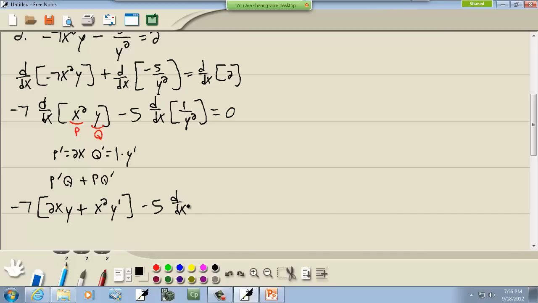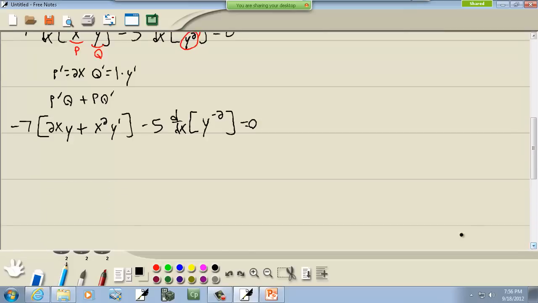Now in this one, we need y to a power or x to a power. Can't have the y squared downstairs. So I'm going to take this y second power, move it up on top. When you do that, the sign of the exponent changes. When you move anything opposite of where it's at in a fraction, again, the exponent changes. So this becomes y to the negative 2. Okay, I'm going to go ahead and multiply negative 7 through. Negative 7 times 2 gives us negative 14xy. Negative 7 times x squared y prime gives us negative 7x squared y prime.